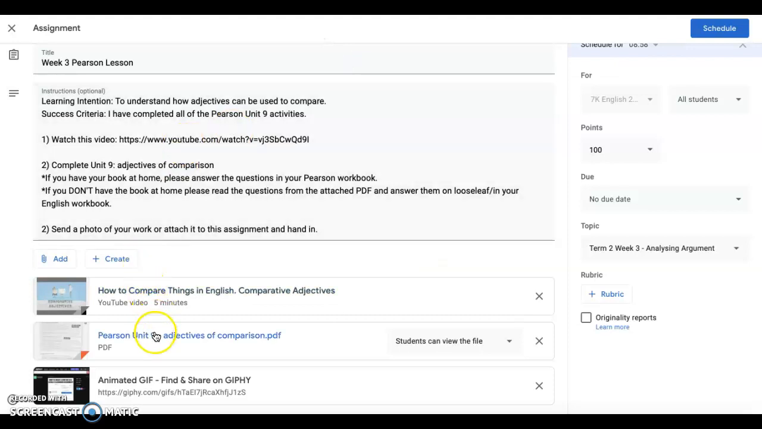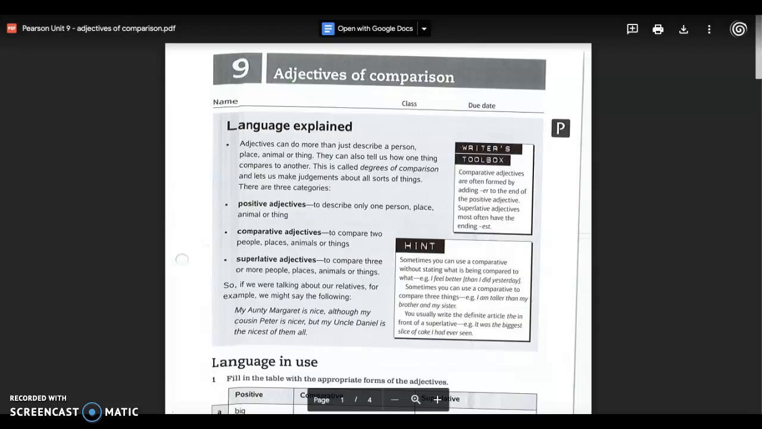Okay, let's have a look at Pearson Unit 9. You just click on it there, it will open up and you will see this page here.